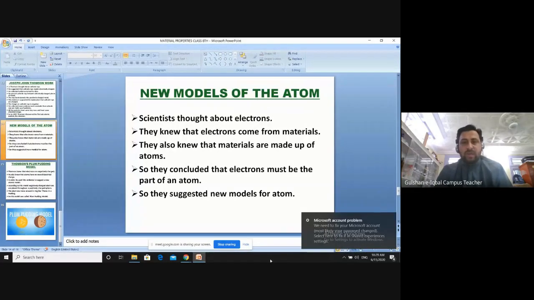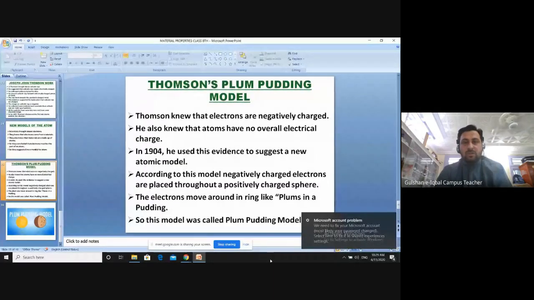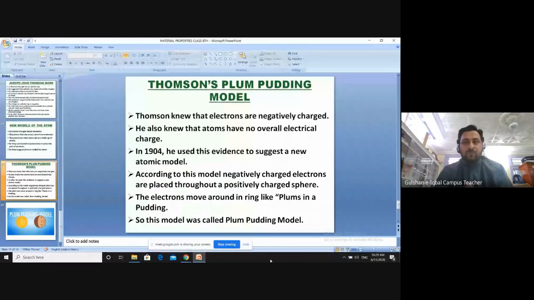So what did the scientists conclude? They concluded that electrons must be part of the atom. So they suggested new models for the atom. And the first model was presented by J.J. Thomson. Let's see what the J.J. Thomson model was. The J.J. Thomson model was known as the plum pudding model. Plum, you can call that kishmish, and the pudding is a kind of cake in which the kishmish are present.